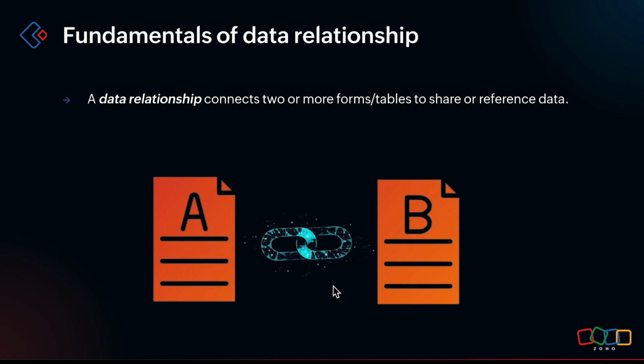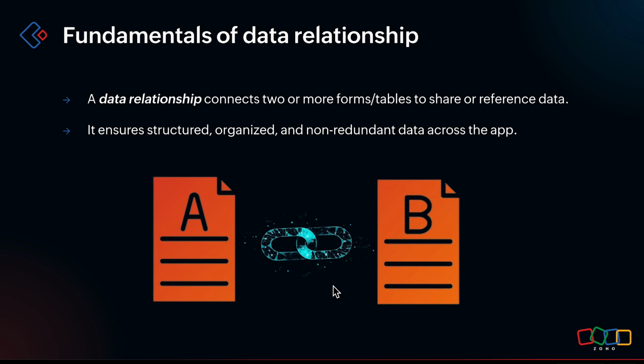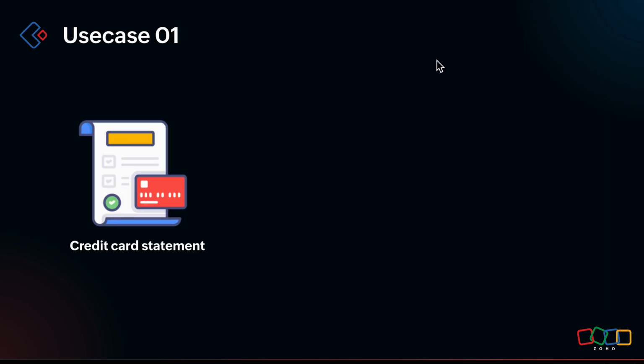Using this relationship, you can structure and organize your data and also reduce repeated data entry in multiple forms. Once the data is stored in form B or form A, you can simply fetch the data and display it in any other forms based on your requirement, right? This reduces data redundancy within your application. This is one major benefit of bringing in the concept of data relationship within your Creator application, right?